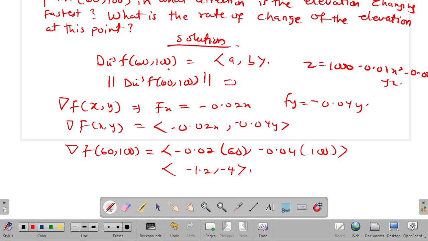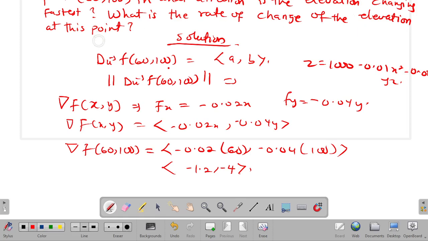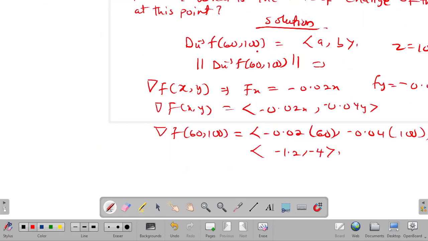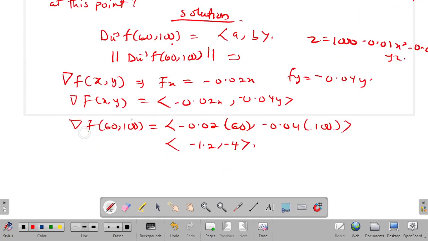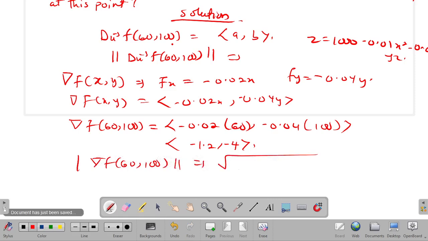Then he's asking, what is the rate of change of the elevation at this point? So at this point, the rate of change of the elevation is simply the magnitude of what you have here, the magnitude of the gradient of f at (60, 100). That's going to be the square root of negative 1.2 all squared plus negative 4 all squared. And that gives us 4.17, as simple as possible.